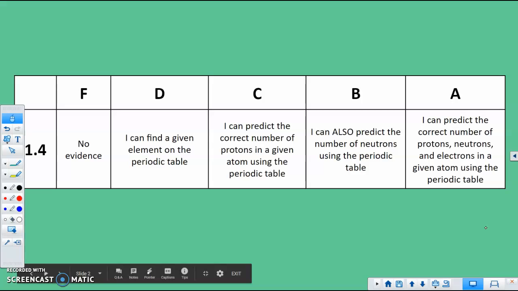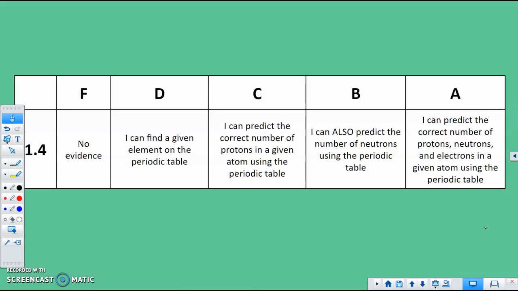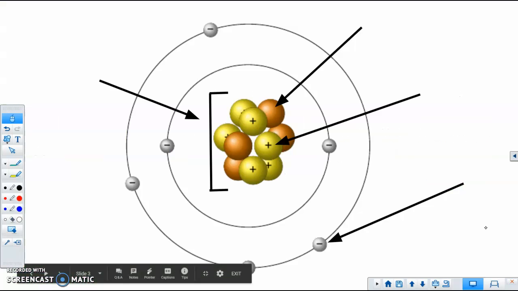And in this video, we're going to learn how to predict the correct number of protons, neutrons, and electrons in a given atom using the periodic table. So what that means is, if you have your periodic table in front of you and I give you the name of an element, you should be able to tell me how many protons it has, how many neutrons it has, and how many electrons it has. So let's recap that information.